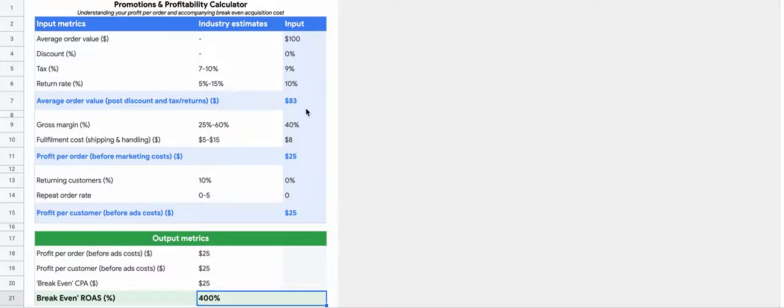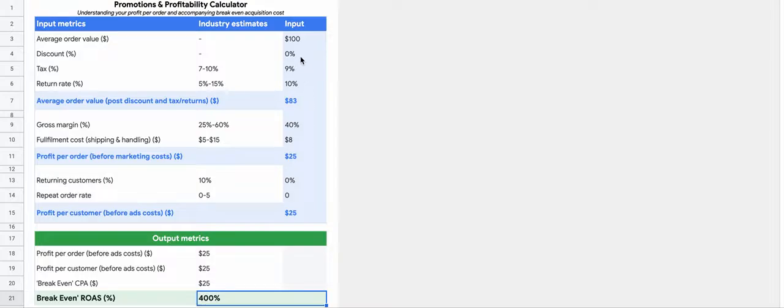So let's walk through. Here's just a pretty basic retailer using industry averages of $100 AOV, tax, return rates, margin. They do offer free shipping, so they're eating this cost here, and we're not including any repeat rates here. Something that is typically, unfortunately, left out of this calculation, and we'll cover that in a second. So we get a break-even ROAS of 400%.